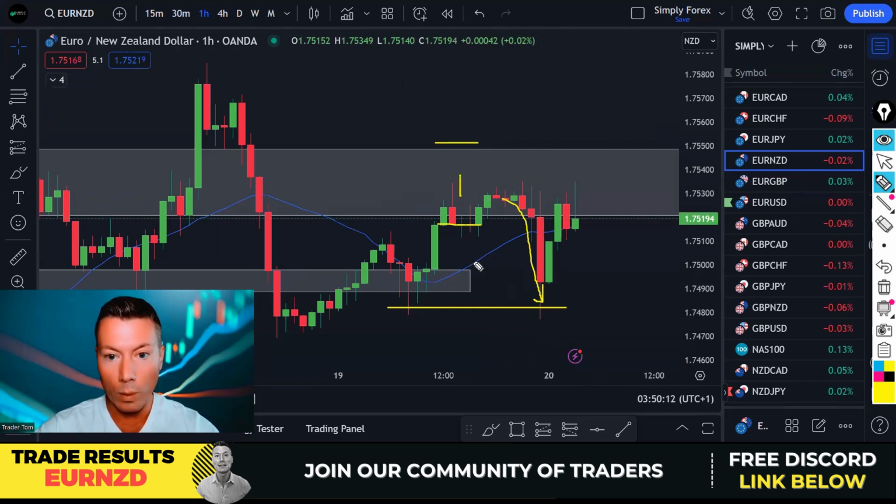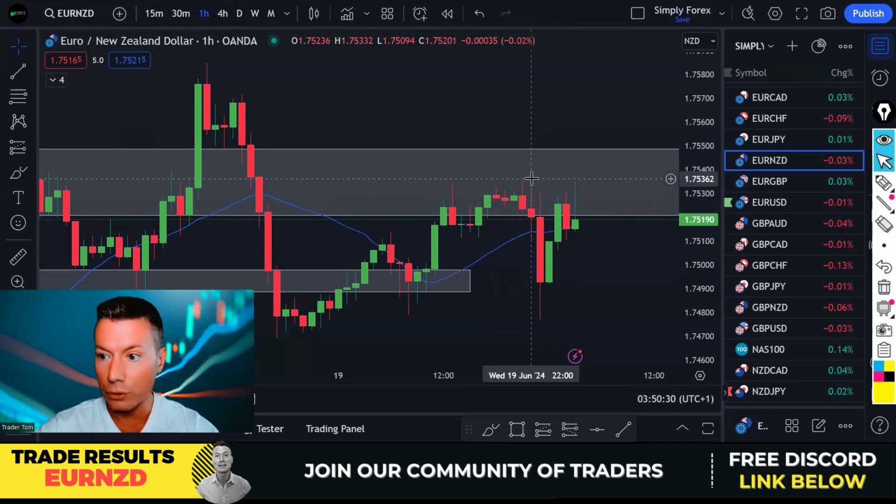So yeah, we've got our 1:1. I closed 80% and I'm still in this trade for 20%, so I'm just going to trail my stop. If this level breaks, I close the trade. But nice profit on Euro New Zealand dollar. So that was our first trade.